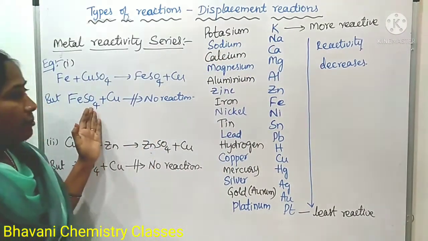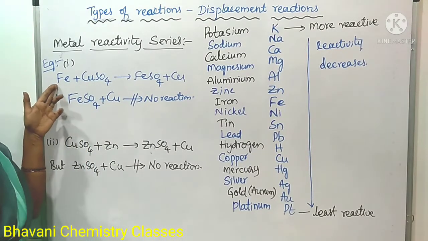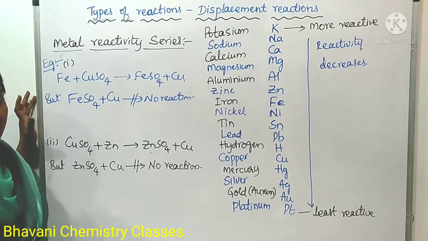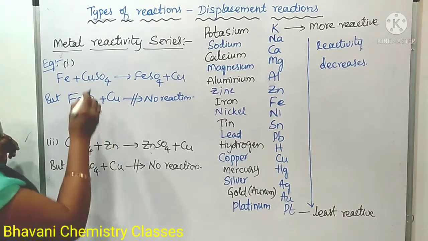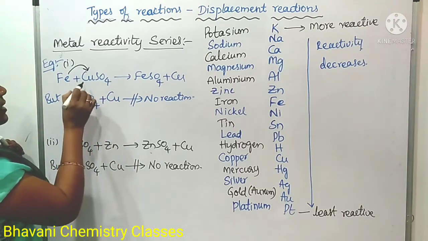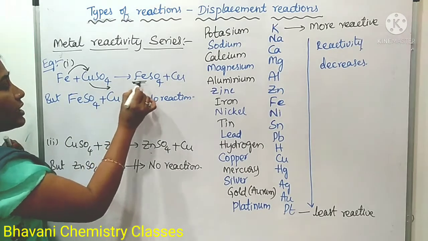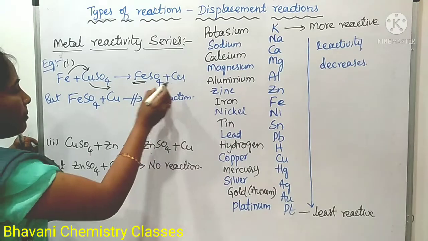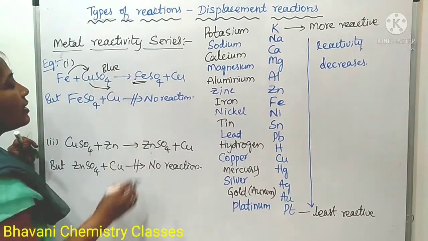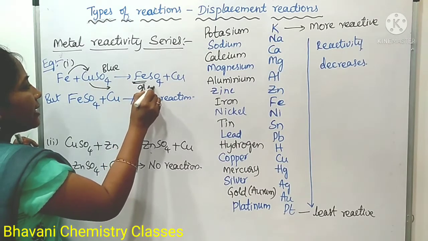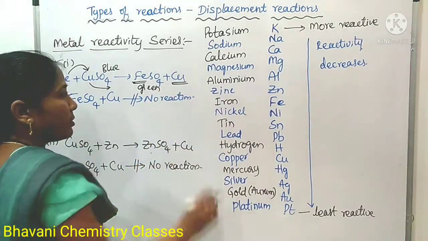Now, one example: if you take copper sulphate and iron, this reaction you have learnt in class 7 science. Iron displaces the copper and copper is going out. So it forms iron sulphate plus copper. Copper sulphate will be in blue color and iron sulphate will be in green color. So we will get a green colored solution, and here copper is deposited.